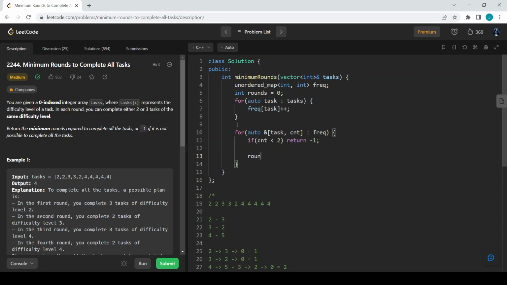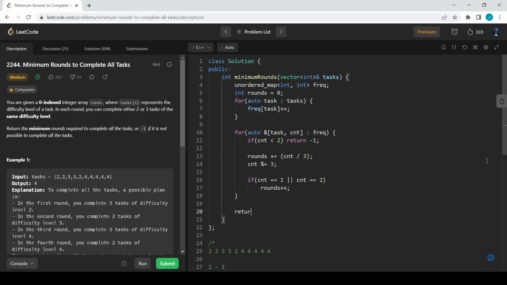So now we can calculate the total rounds. Rounds plus equals the count divided by 3. We got the count and we want to take the mod now, count mod 3. Once we have the mod, it can be either 0 or 1 or 2. So if the mod is equal to 1 or equal to 2, then we will need an extra round, which is rounds plus plus. And at the end of the day, we return rounds. So this is how we can solve this problem.